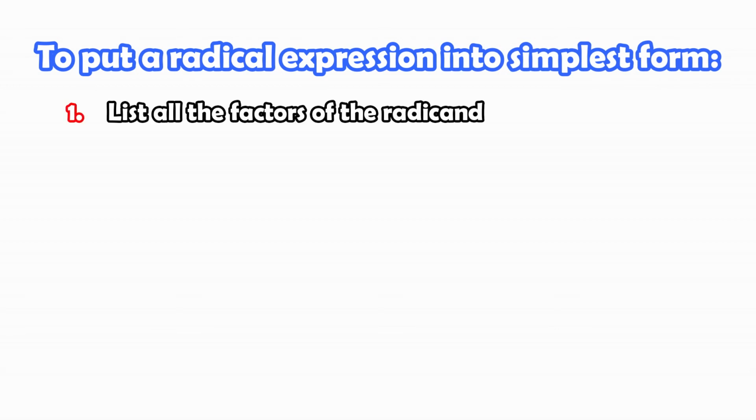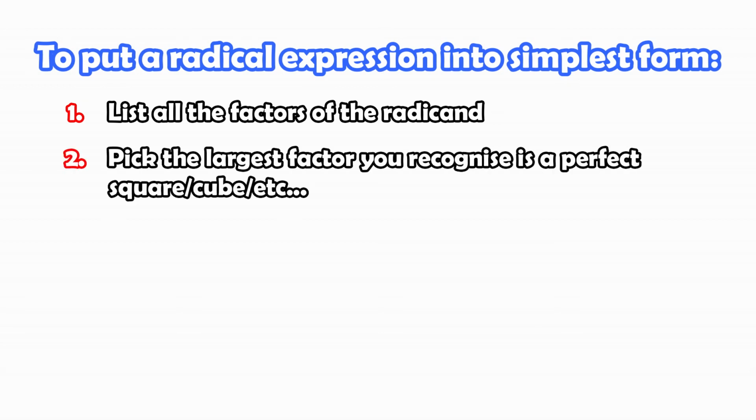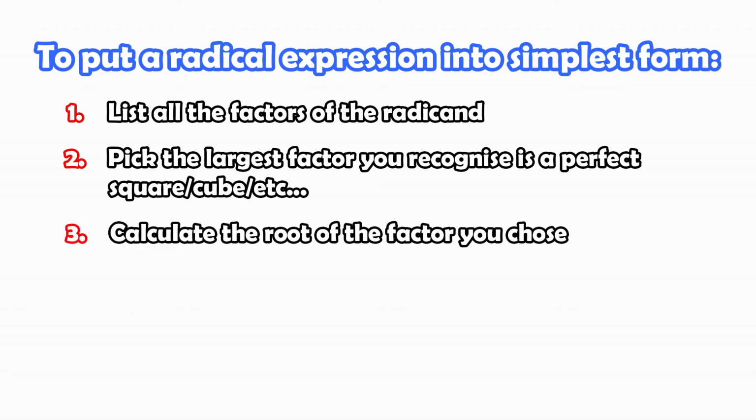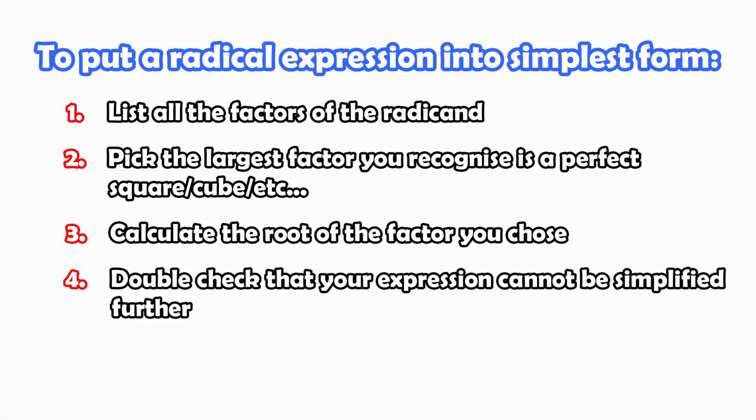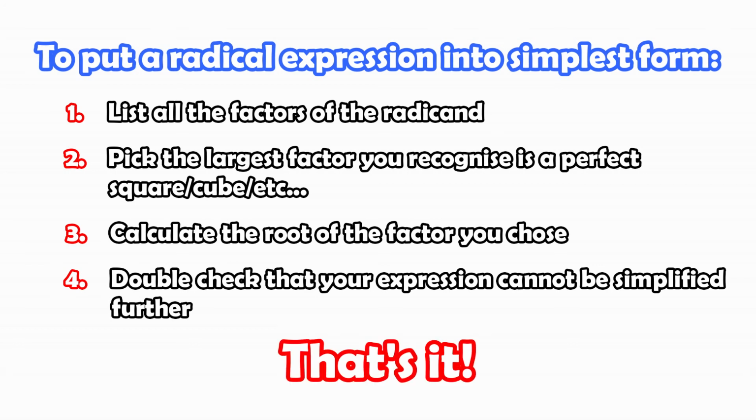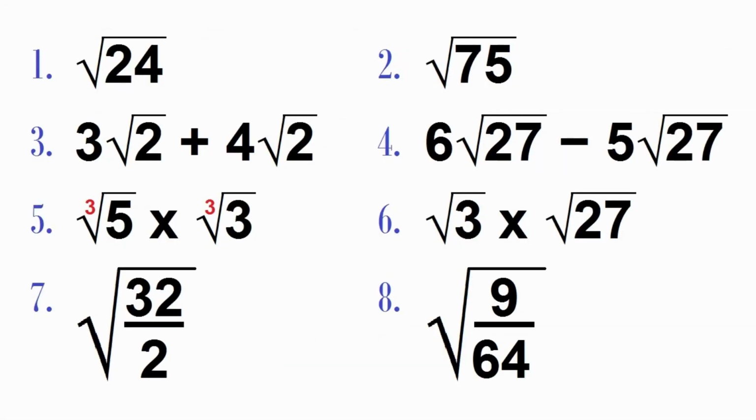So to recap, to put a radical expression in simplest form, the first step is to think of or list all the factors of the radicand. Then, pick the largest factor that you recognize as a perfect square, or if it's a cube root, then you're looking for a perfect cube, and so on. Finally, after calculating the root of the factor you chose, double check your expression. Make sure the radicand is the smallest it can be. Check that there aren't any more factors that it can be split into and simplified further. That's it. Try simplifying a few radical expressions of your own.